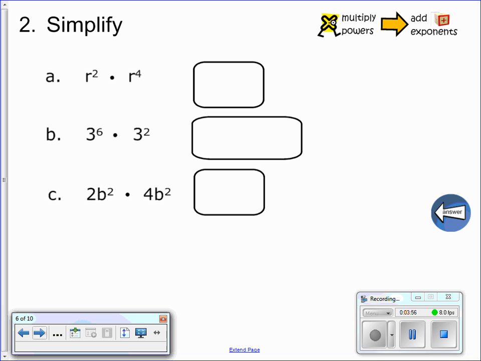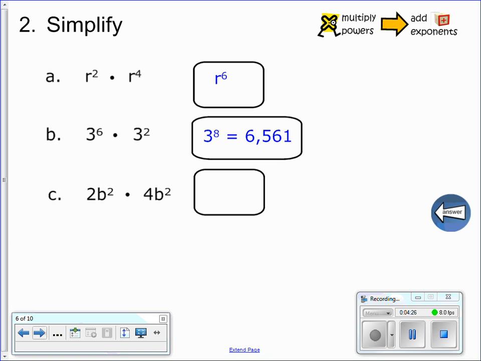So we're simplifying r squared times r to the fourth. When you multiply, you add the powers. R to the sixth. 3 to the sixth times 3 squared. In this case, we're using 3 as a base. So 3 to the sixth times 3 to the second, when we multiply, we add the powers. So that would be 3 to the eighth, which is 6,561.